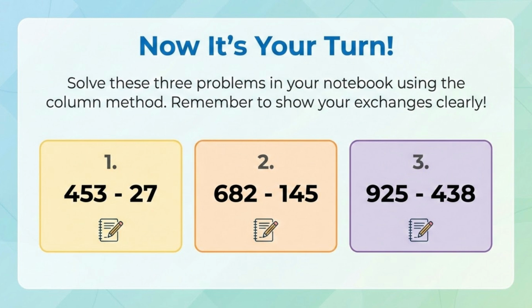Now it's your turn. Solve these 3 problems in your notebook using the column method. Remember to show your exchanges clearly. The problems are 453 minus 27, 682 minus 145, and 925 minus 438.